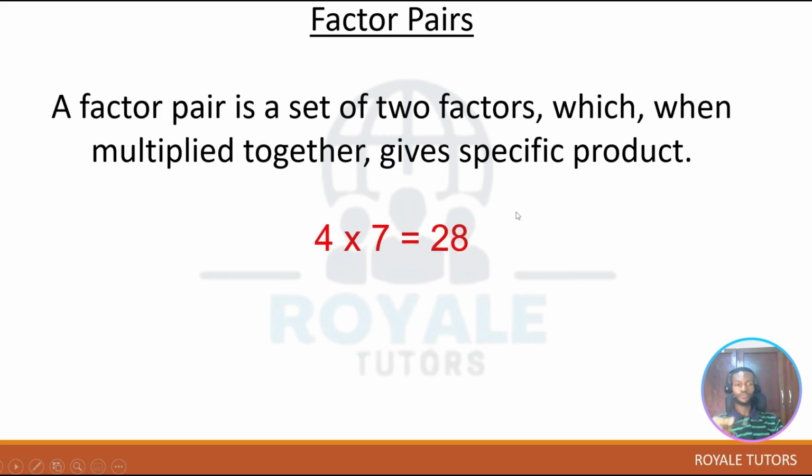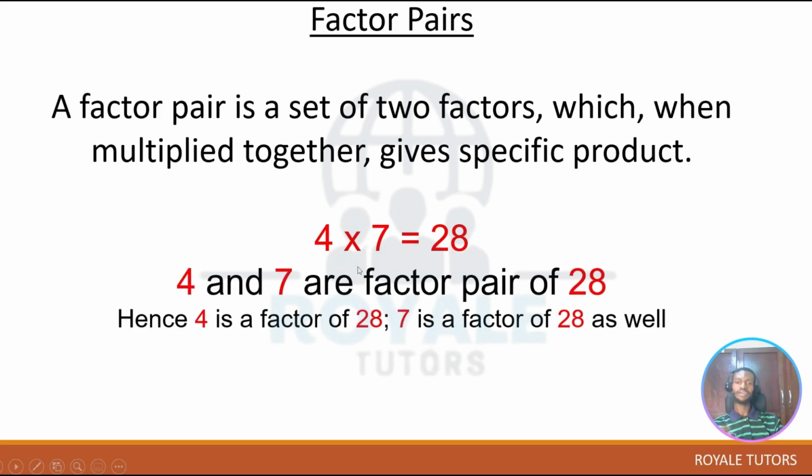For example, 4 times 7 is equal to 28. What does that mean? It means that 4 and 7 are a factor pair of 28. Hence, 4 is a factor of 28 and 7 is also a factor of 28. Because 4 times 7 gives 28, 4 and 7 are a factor pair of 28. Now let's proceed.